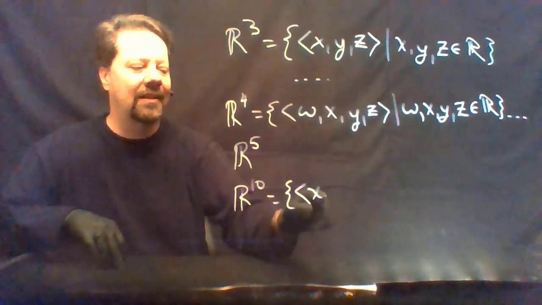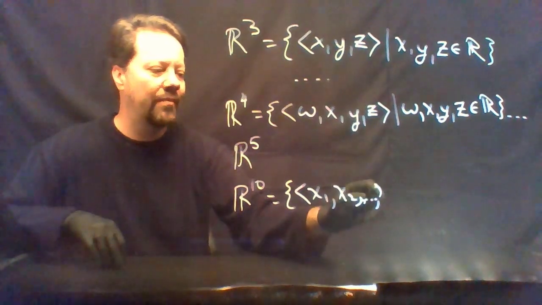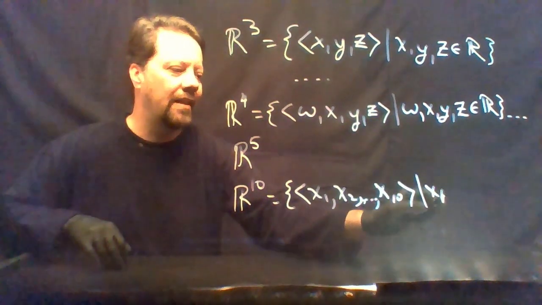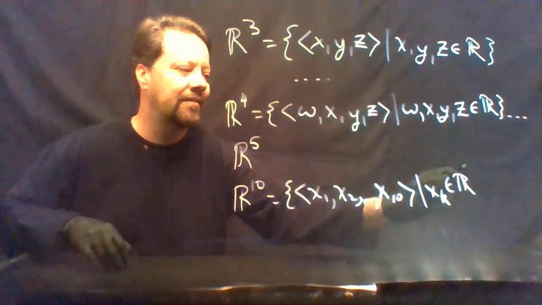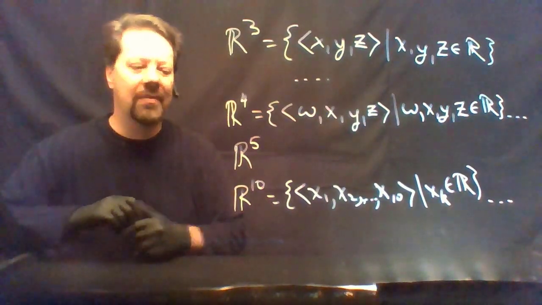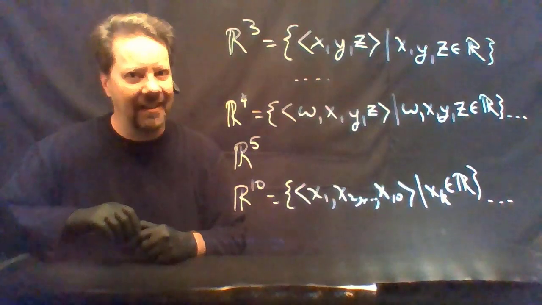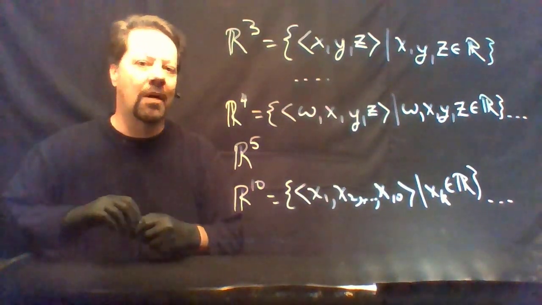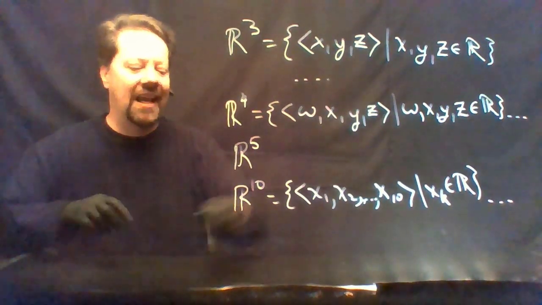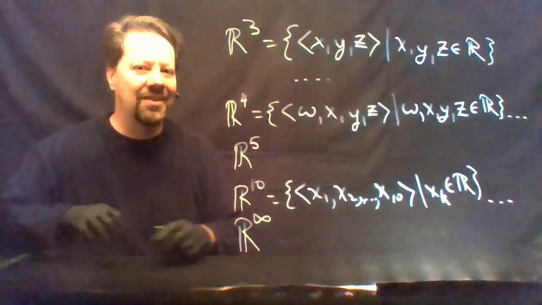Let's write x1, x2. Let's keep going until we get to x10, such that all the x sub k's are elements of the set of R, with the appropriate notion of vector addition and scalar multiplication. We have no trouble coming up with whatever dimension you'd like, mathematically. Algebraically, we have no problem. Drawing it, that's another problem. But any dimension at all, including infinite dimensions, is no longer a problem.